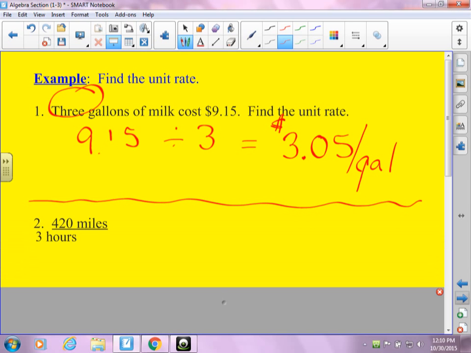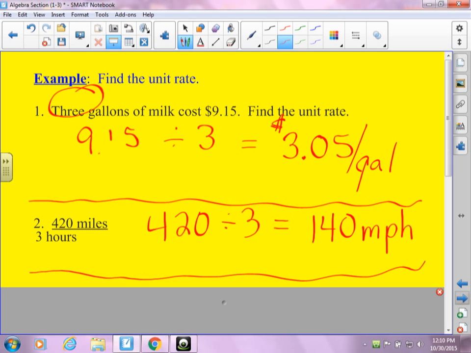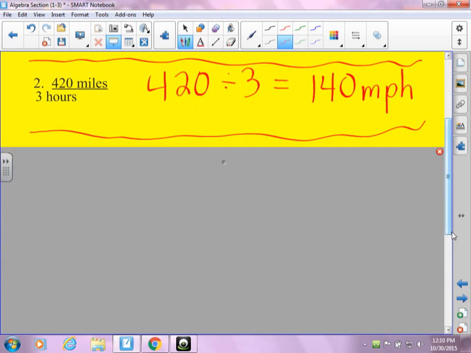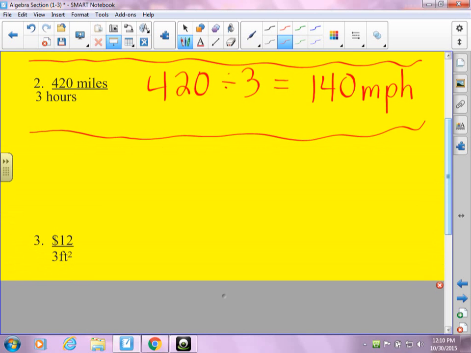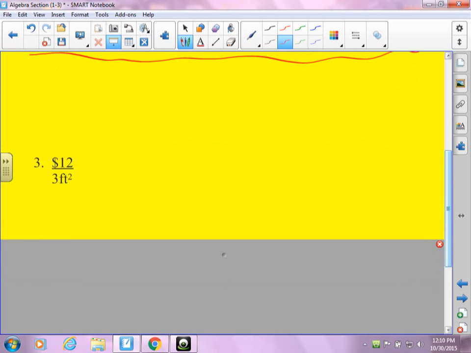Okay? This next one, 420 miles in 3 hours. So I take 420, I divide it by 3, it's almost ready to go right away. And I get 140 miles per hour. Okay. Let's keep going. Our next one, number 3, I've got $12 for 3 square feet. And so what I'm going to do is take 12 and divide it by 3, and that ends up being $4 per square foot.